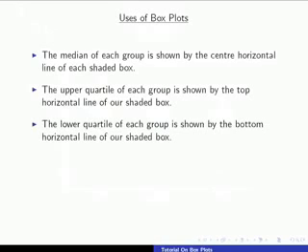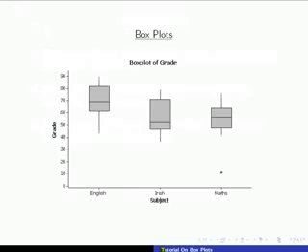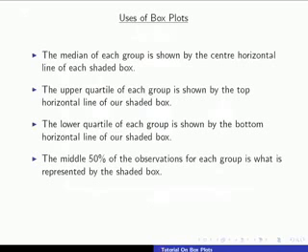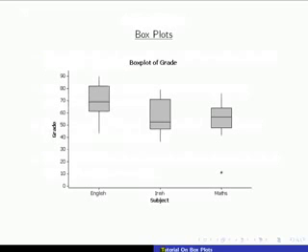Similarly, the bottom horizontal line is showing the lower quartile value. Again, going back to our graph, we can see that the lower quartile value for English is shown on the y-axis by our bottom line here. The shaded box in our graph represents the middle 50% of our data. In our graph, each of our variables has a box. Again, for English, the shaded box that we have here is showing on the y-axis the range of the middle 50% of our English marks.